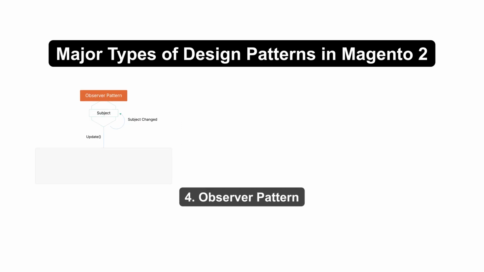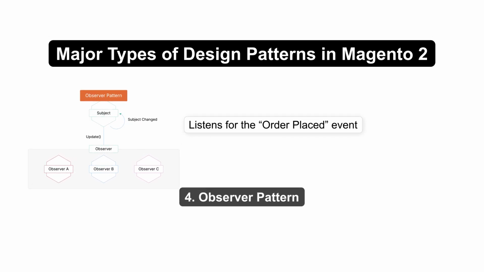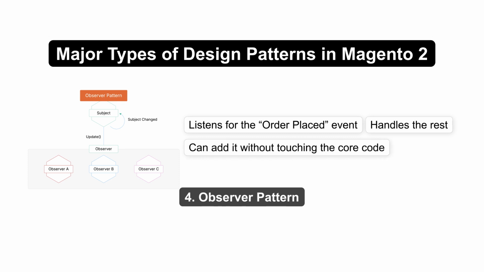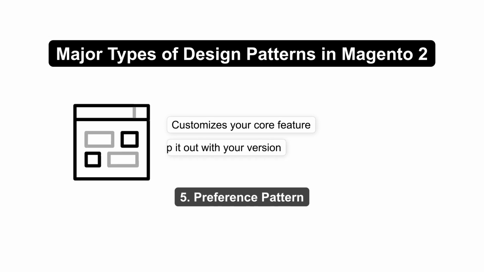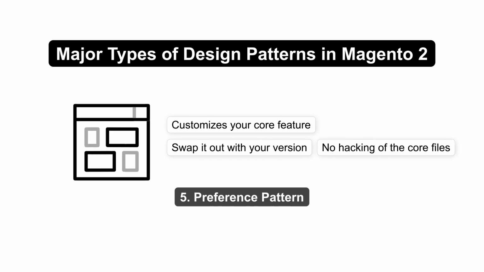The observer pattern listens for the order-placed event and handles the rest automatically. It listens and reacts. You can add it without touching the core code. Preference pattern customizes your core feature. Preferences let you swap it out with your version. No hacking of the core files.